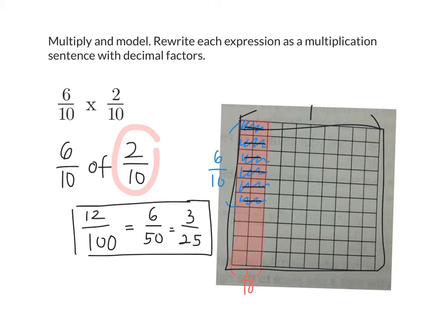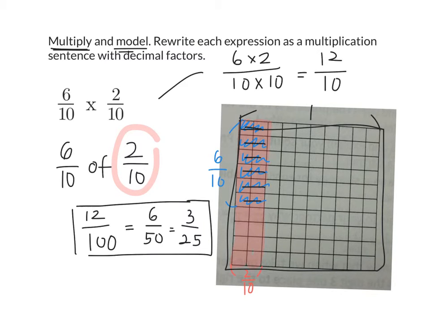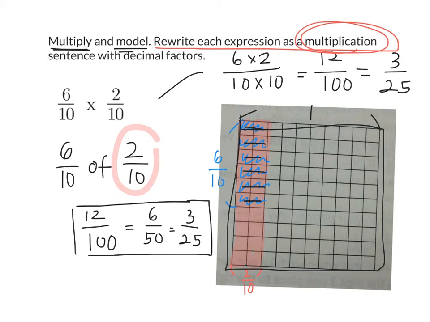If you can simplify it, show all of them, okay? Very good. So now we've multiplied and we've modeled, haven't we? We could also multiply a different way. We could also show that this is 6 times 2 over 10 times 10, which is 12 over 100, right? Of course, unless we simplify first, and eventually we'll get the same 3/25. Yes? Okay.